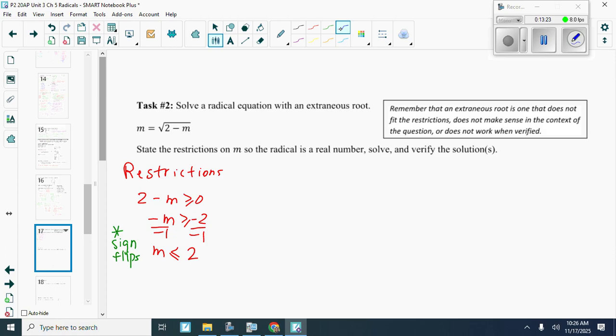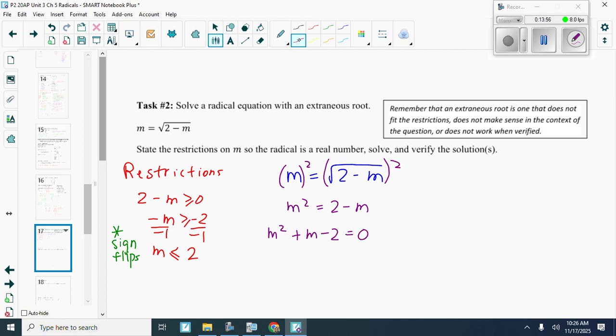All right. So right now, the radical is already isolated. So we can move right on to the next step, which is to square both sides. So we have m squared is equal to 2 minus m. When we squared the radical, our square root sign disappeared. Now you guys should be looking at that going, oh, that looks very much like a quadratic. If I move everything to one side, m squared plus m minus 2 equals 0.